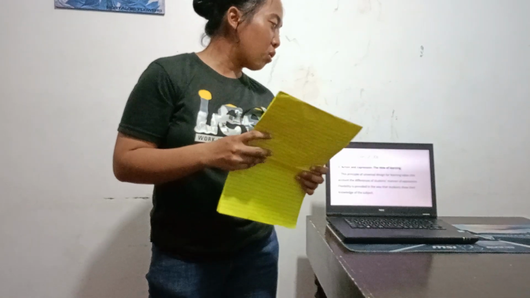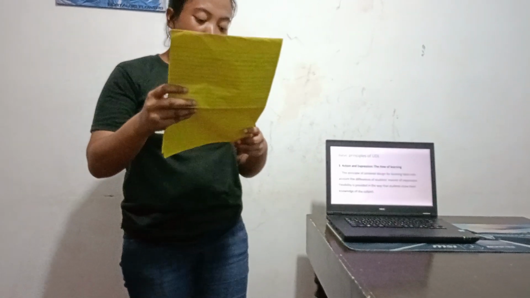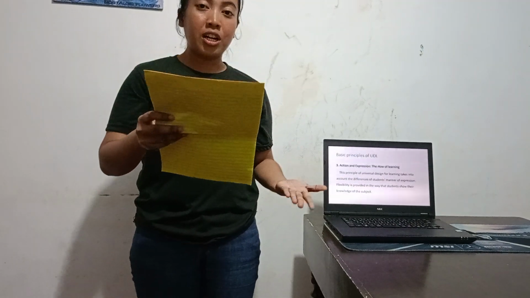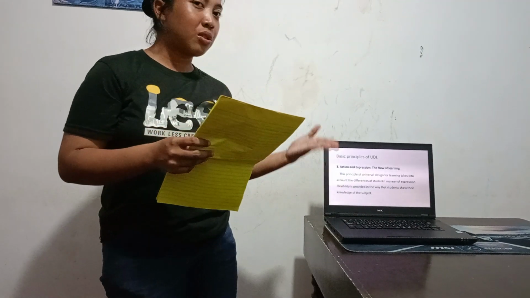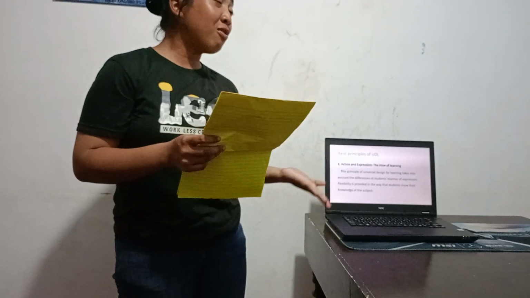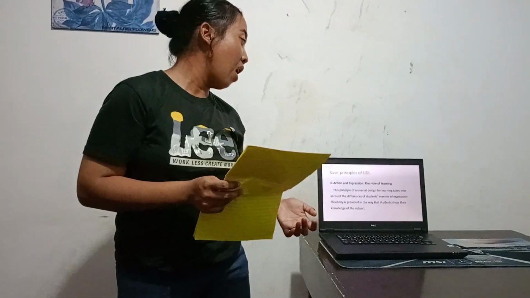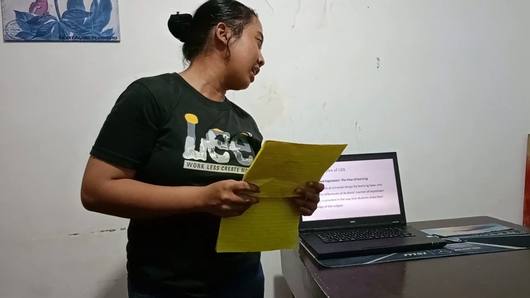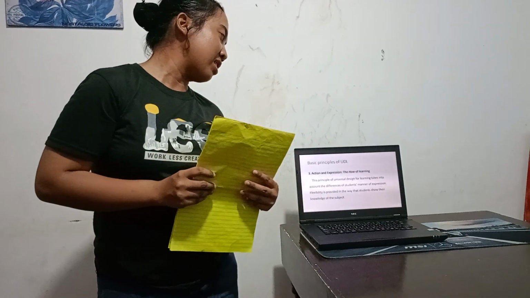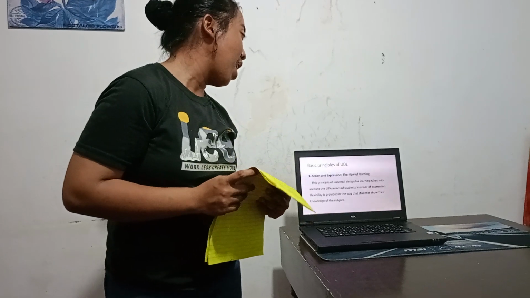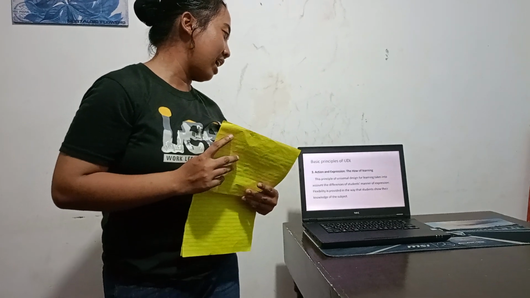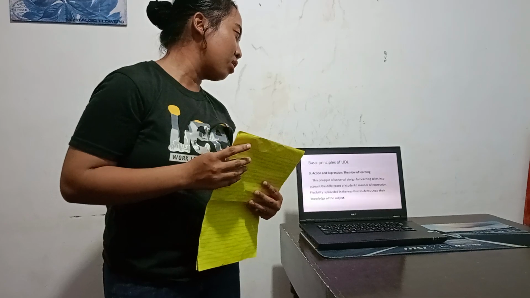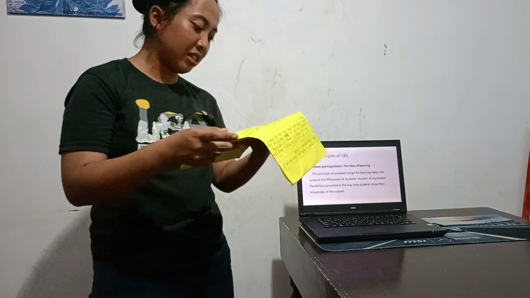It is also called the how of learning because it is about how the students express their learning. This principle of universal design for learning takes into account the differences in students' manner of expression. Flexibility is provided in the way that students show their knowledge of the subjects.